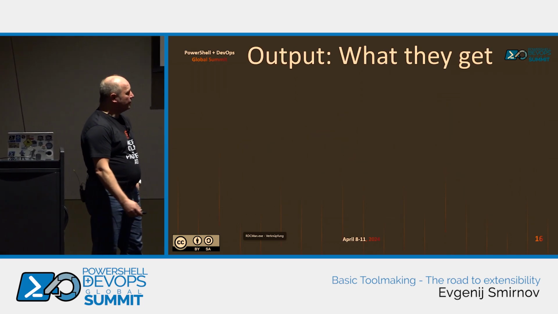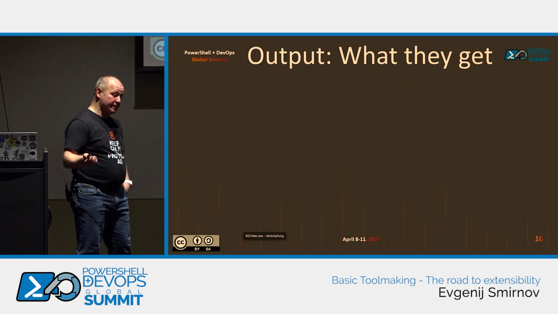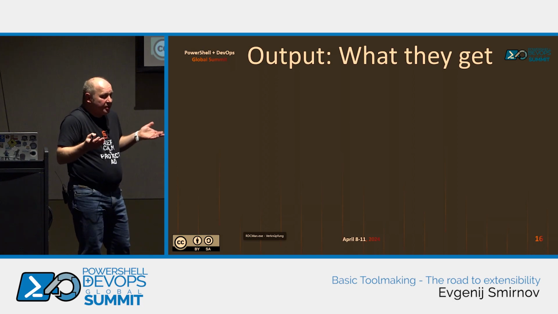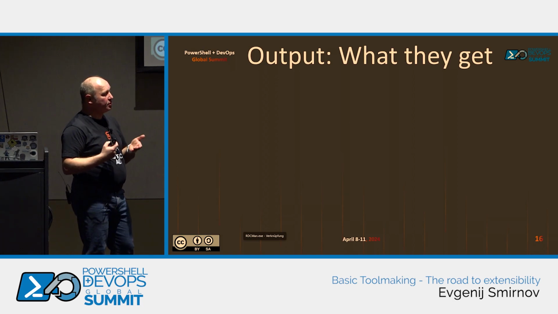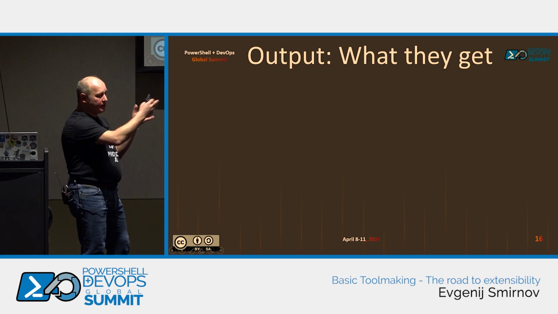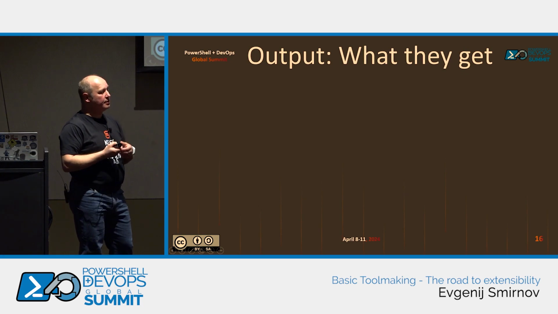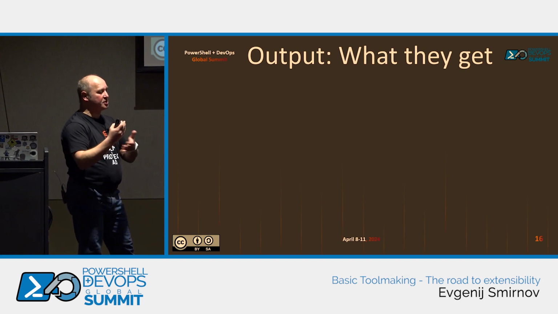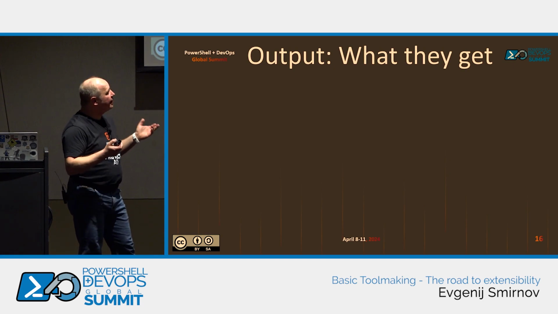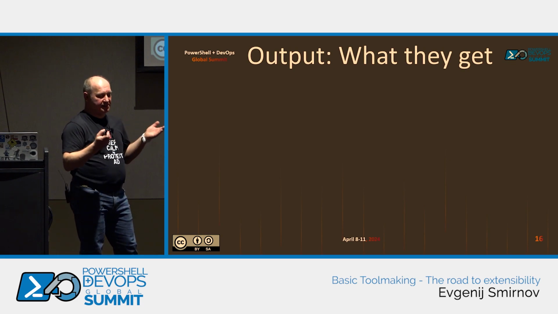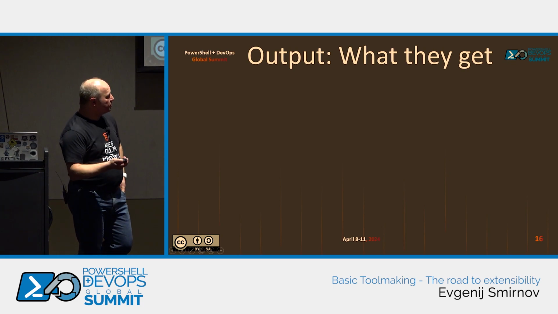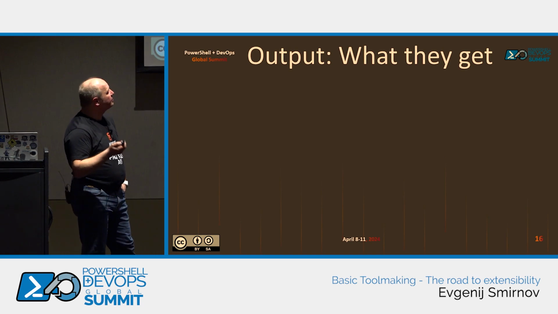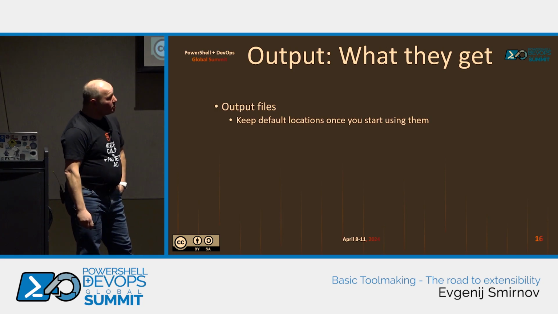Output has two aspects to it: what they get and what they see. What they get: the tool that you made is made to do something, so it will either change something in the environment if that's the intended usage of the tool, or it will produce some report, export it as a file or something along these lines. And the other thing is what they see, the output to the console, to the screen, or to a speech processor or whatever.